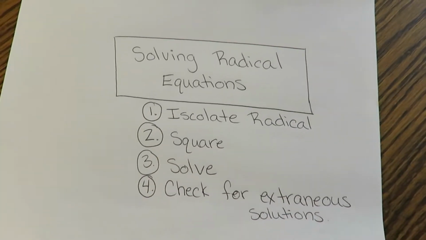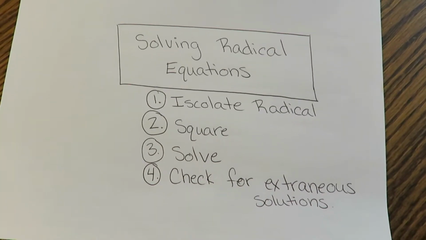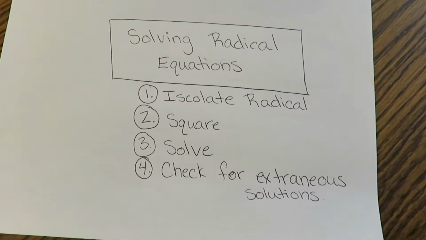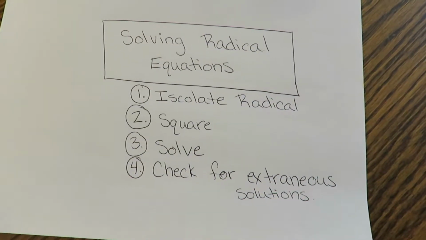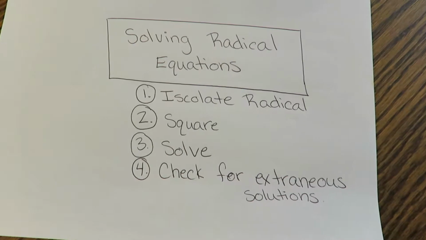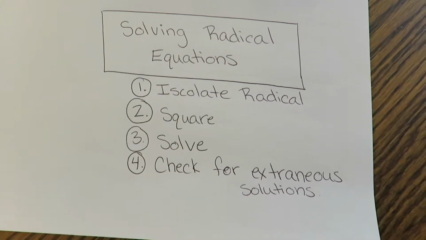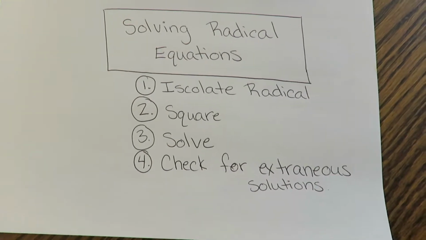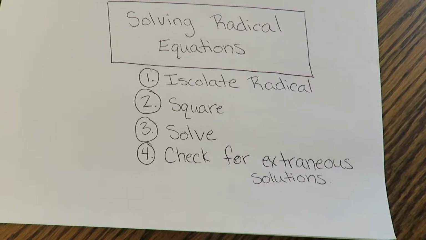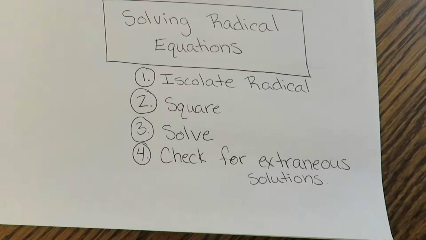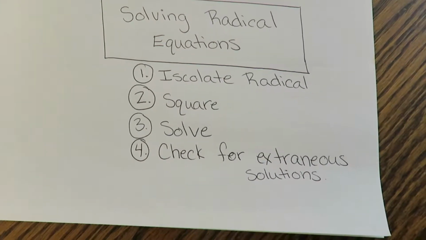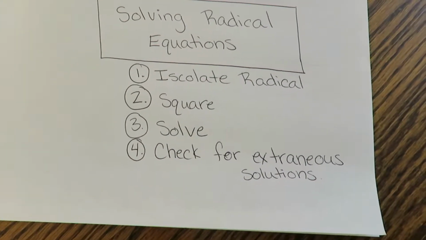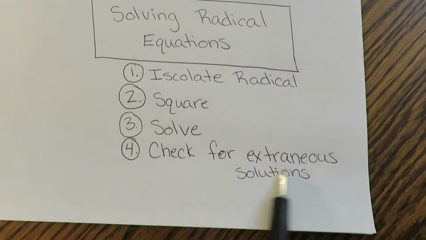When you're actually solving radical equations, the first thing you need to do is isolate that radical. So get anything around it away so that on one side of the equal sign you just have your square root or cube root or whatever it is. The next thing you're going to do is get rid of that radical by squaring. However, if it's a cube root, you're going to cube, and a fourth root, you're going to raise to the fourth, etc. And then you're going to solve, and lastly check for extraneous solutions.